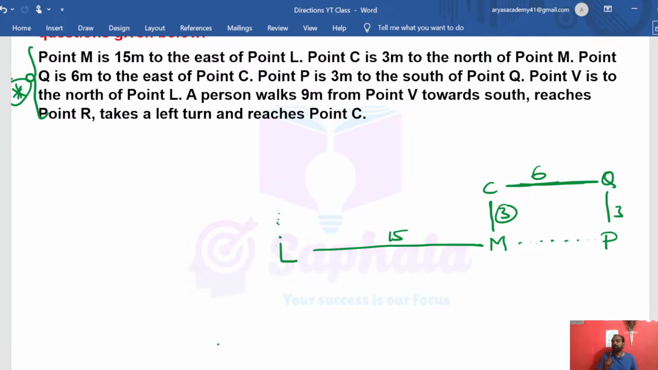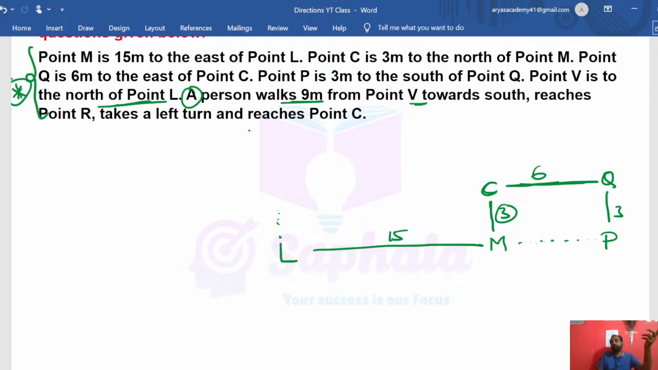A person walks 9 meters from point V towards south, reaches point R, takes a left turn to reach point C. Where is C? C is here. Now you just leave this point. Okay, point V is to the north of point L. I have left that aside. Next, what I am taking is, a person walks 9 meters from point V towards south.